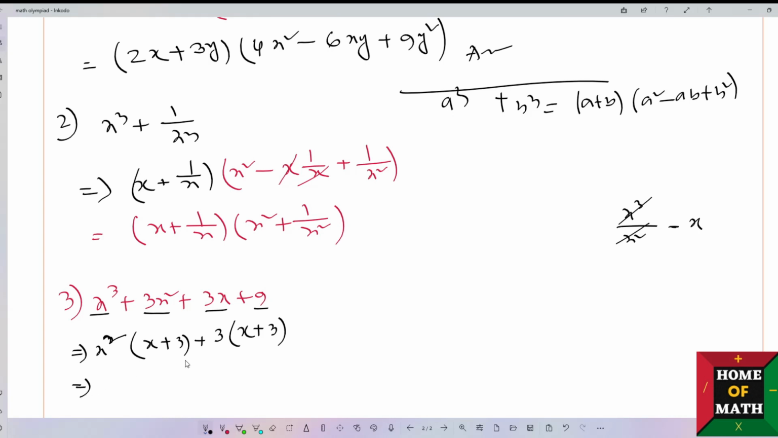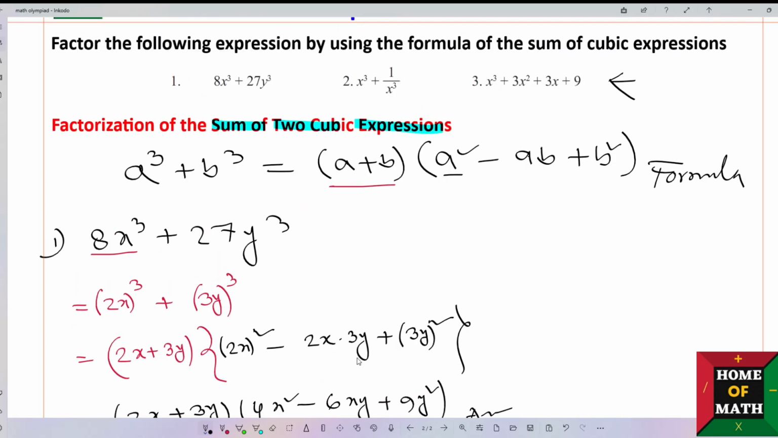So if we take common x plus 3, and here is x plus 3, so x plus 3 into x square plus 3. This is the answer. Very easy way we can solve our cubic expressions.